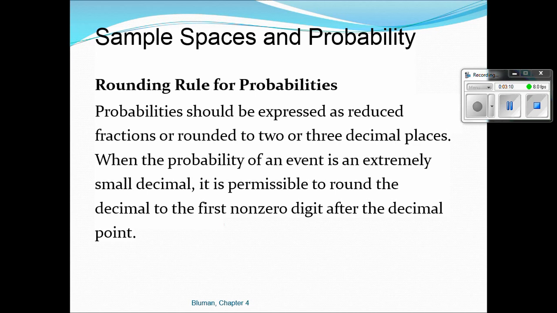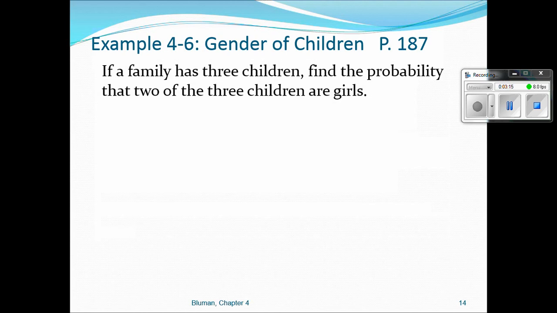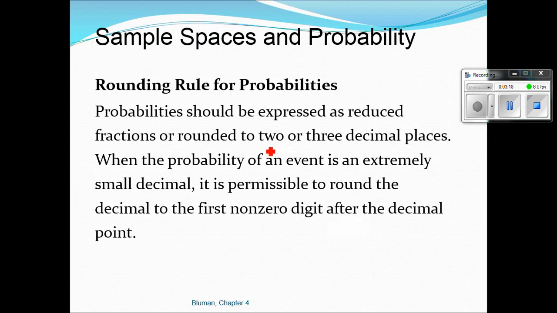Rounding rules for probabilities. They should be expressed as either a fraction or a decimal rounded to 2 or 3 decimal places. What I'm looking for is, for my class, you can do 2 the majority of the time. Okay. The only time you would go further than that is if, like, the probability was 0.000008. You could round it to 0.000008, right? You wouldn't need the 1. So you can go further out if they're all zeros before that, but if not, if it's 0.8753, round it to 2 decimals, so that'd be 0.88.